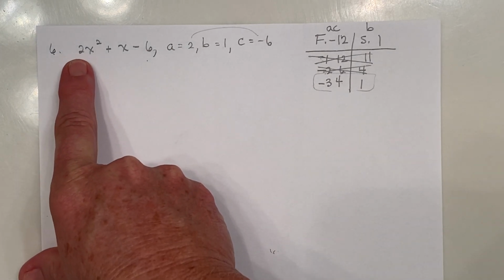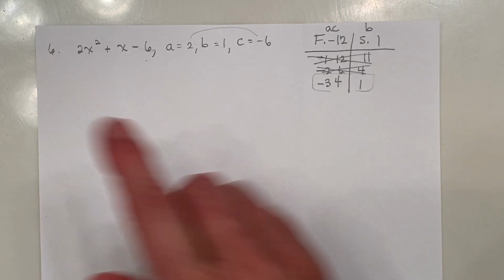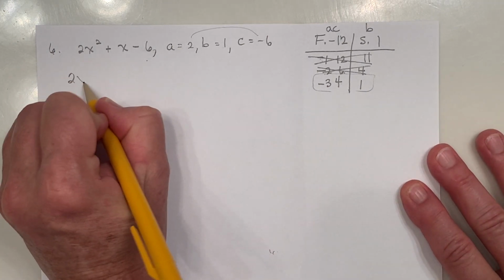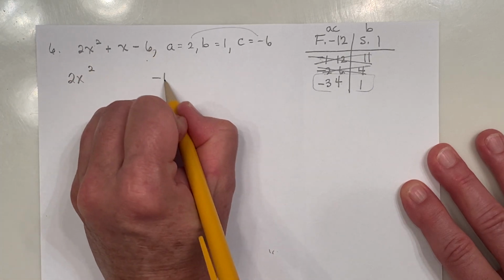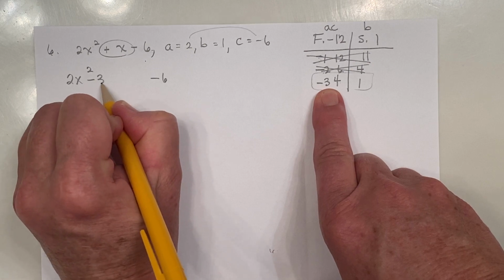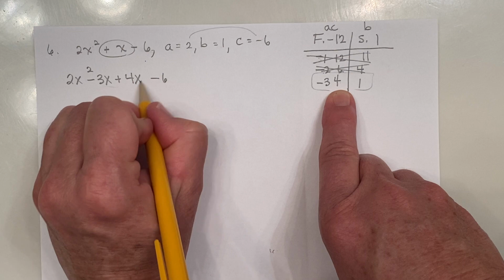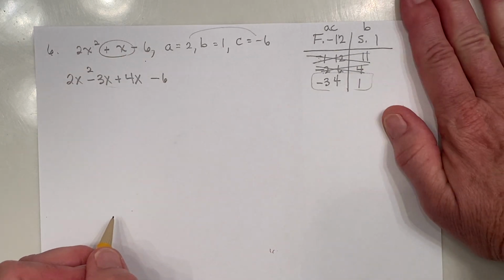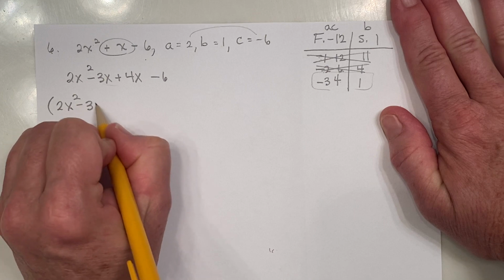So coming over here, we cannot go straight to a multiplication problem because remember, a is greater than 1, so we're going to have to do the factor by grouping. So that meant keep 2x squared and keep the minus 6, but where plus x is, we're going to rewrite it as minus 3x and plus 4x. Those will collect and give us that 1x in the original problem. Now we proceed with the factor by grouping.